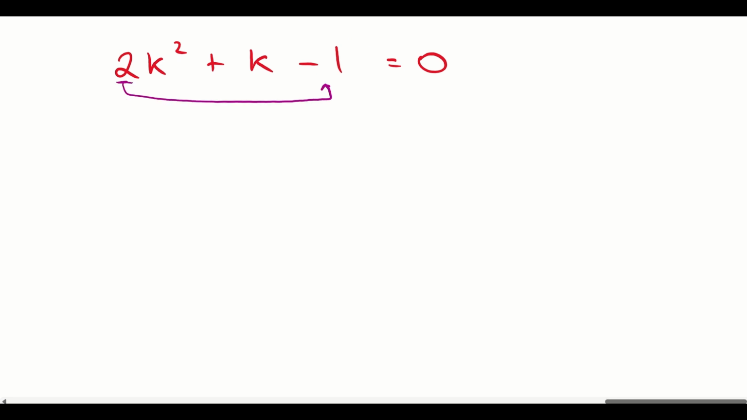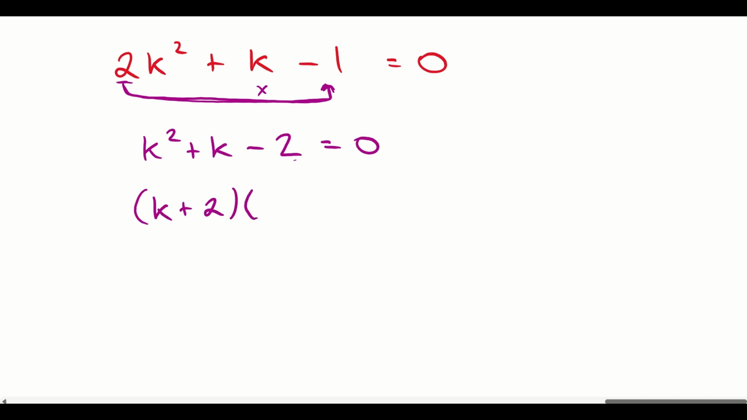So I slide my 2 down here, and I get just k squared plus k minus 2 is equal to 0. So this is just a multiplication down here. So that's my slide. Then I factorize. So I can now factorize this into k plus 2, k minus 1. Then I divide by my 2, which I slid down there originally.